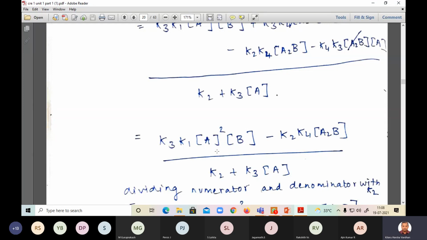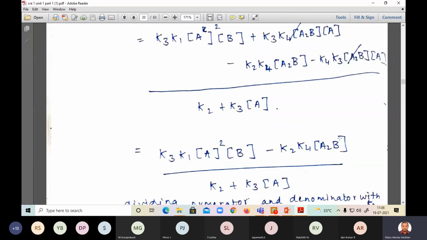If you see our expression, we are getting this as something and this term is not there. So we can eliminate this term by putting K4 as negligible. That is, the rate of disappearance of A2B is negligible compared to that of formation. Why are we making that assumption? Because we are writing the net rate of formation of A2B, not the net rate of disappearance of A2B. So we can assume that K4 is much less than K3. Therefore, this term goes to 0, and you are left with this particular equation.